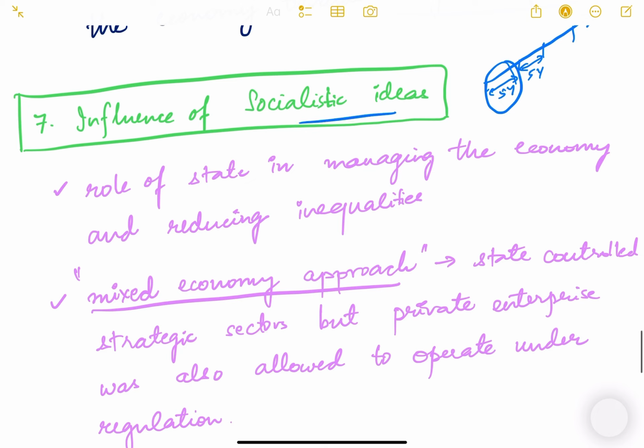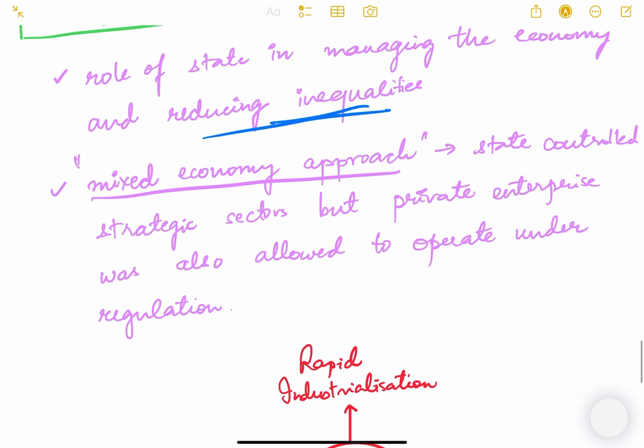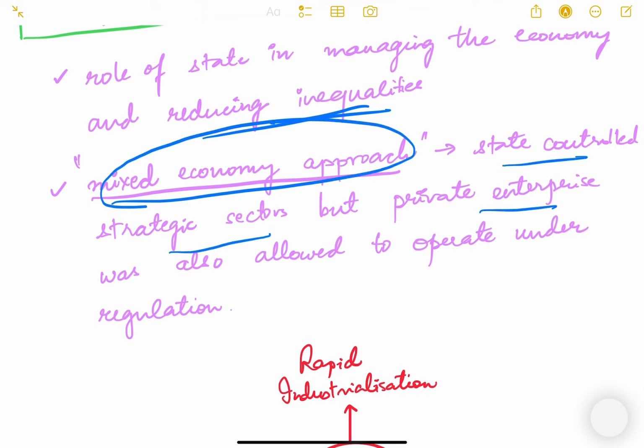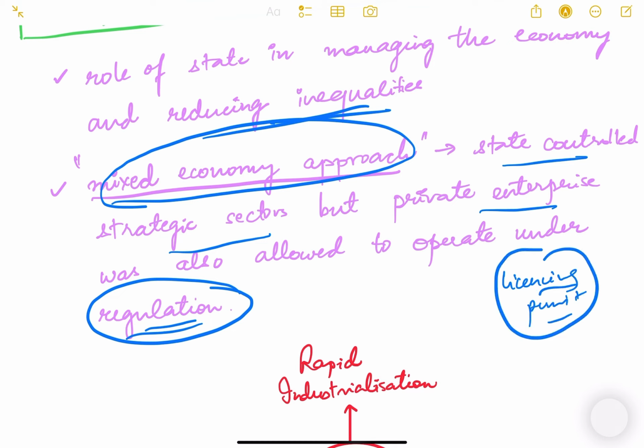Then influence of socialistic ideas. I have already told you. Role of the state in managing the economy and reducing inequality. It was believed that the state would be able to reduce inequality. Mixed economy approach. The state controlled strategic sectors, but private enterprise was also allowed to operate under regulation. So from the initial years only, we were having a little bit of a mixed approach, but it was more towards state intervention because the private sector was under a lot of regulations. There were a lot of licensing requirements, permission requirements, permit requirements. So it was mostly state controlled. Mixed economy basically means that there are both state players and private players.